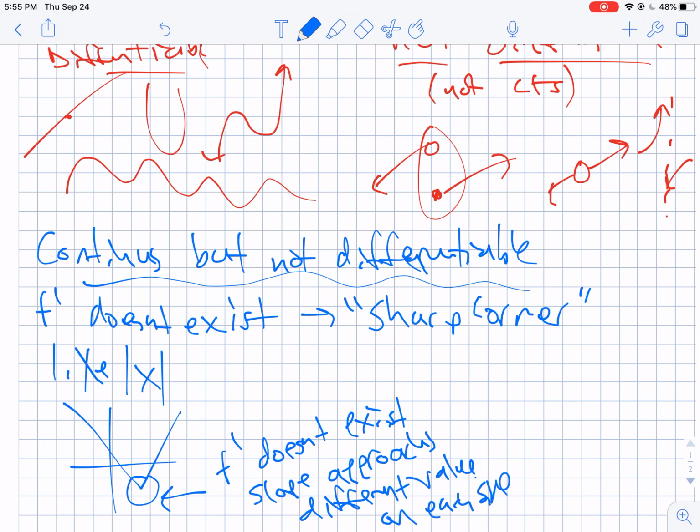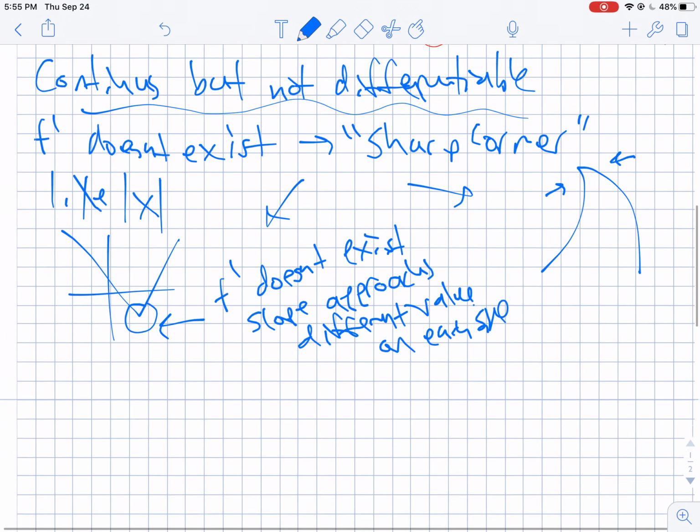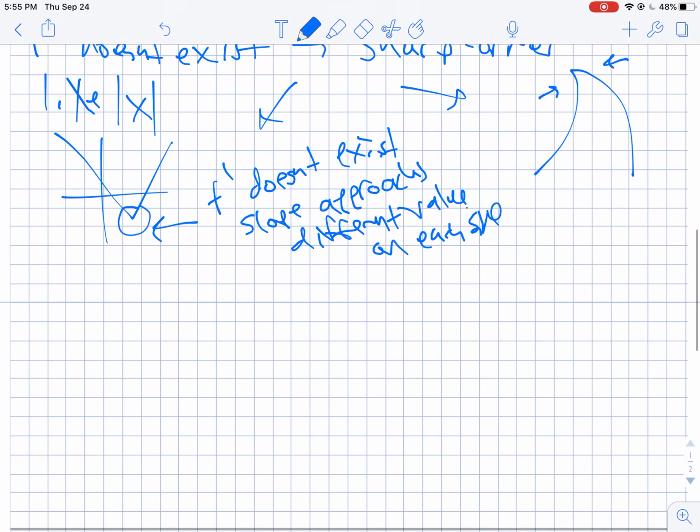You might also see something like a shark fin. The shark fin is another case. We have a sharp corner where the slope is approaching two different things from the left and the right side. So these functions are continuous, but they're not differentiable. So look out for that sharp corner. That's something we definitely want to be aware of. Okay, so that's one thing we want to talk about. What does it mean to be continuous but not differentiable? What does a differentiable function look like?